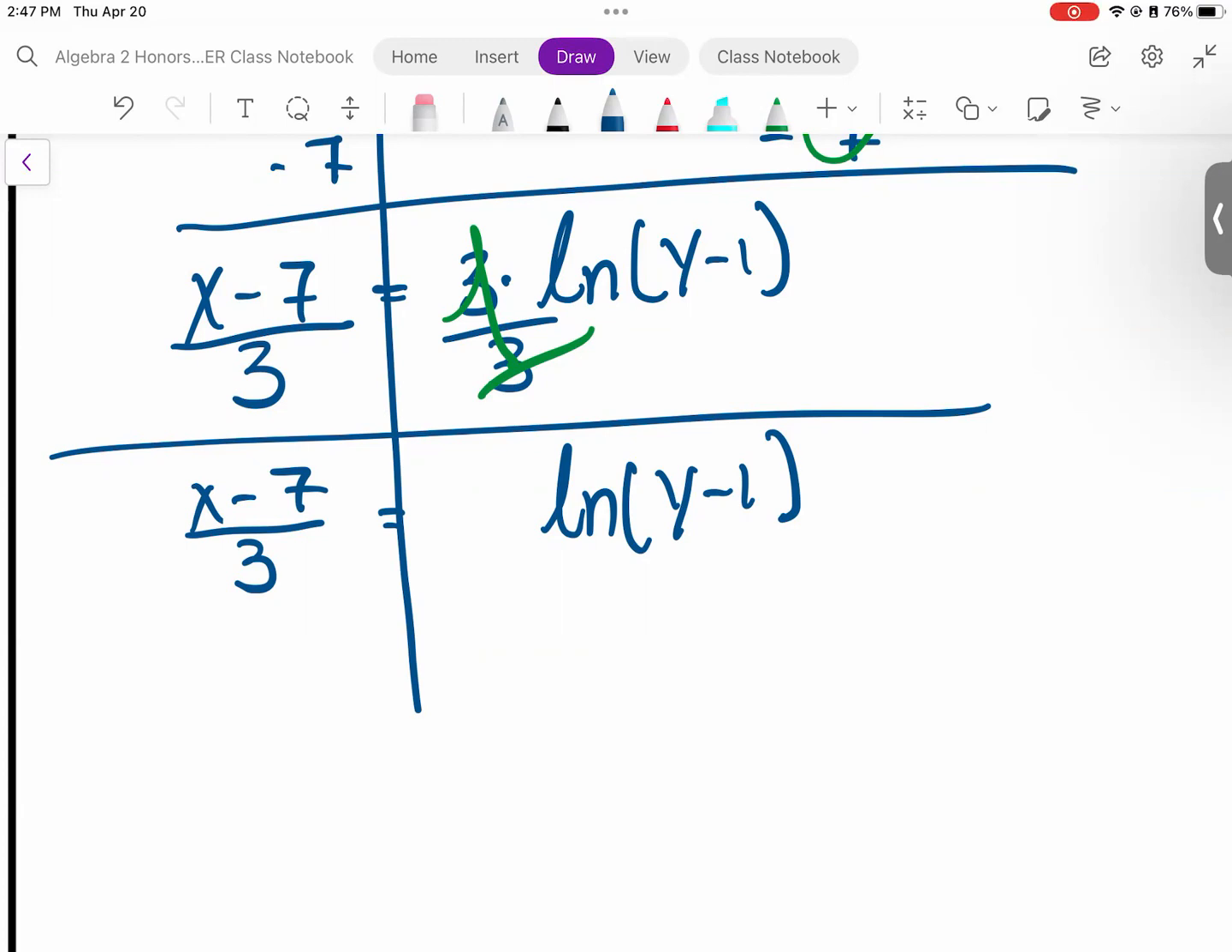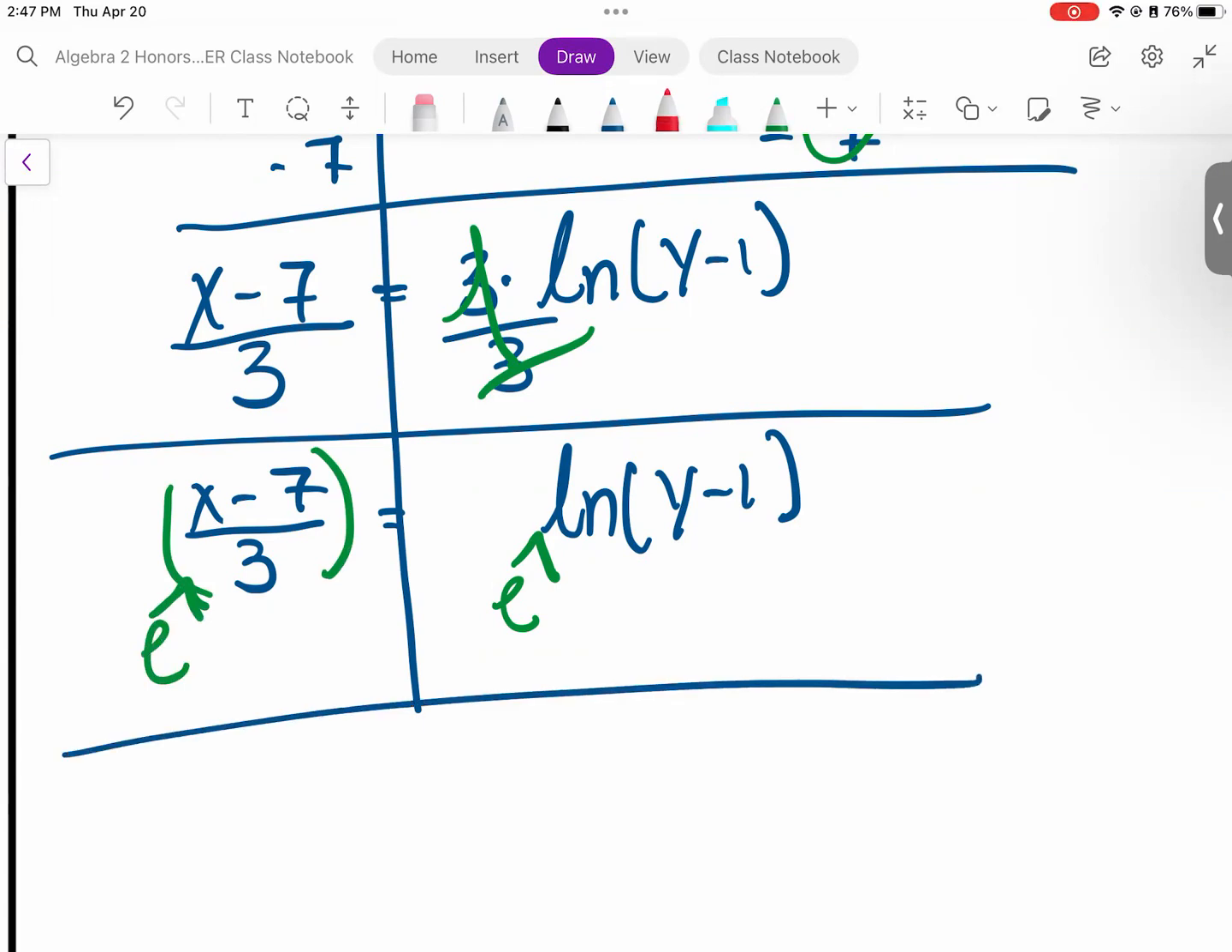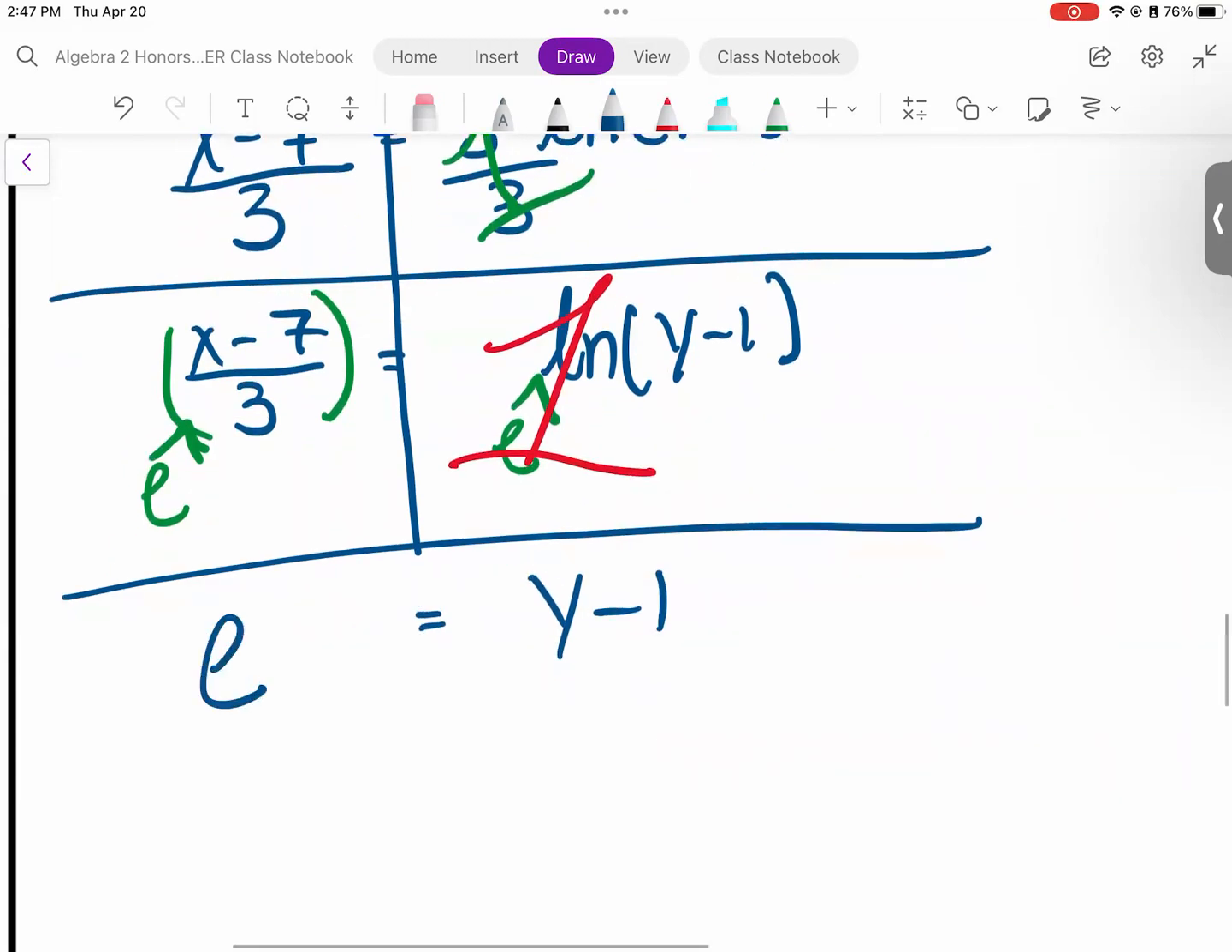So now that the ln is completely by itself, now I can get rid of it. I am going to raise it to the same base. And remember, the base of an ln is an e. Same thing on the other side, I'm going to raise the whole thing with the base of e. Cool. Now that becomes a 1, and I am left with y minus 1 is equal to e to the power of x minus 7 over 3. So now x minus 7 over 3 became the whole exponent.